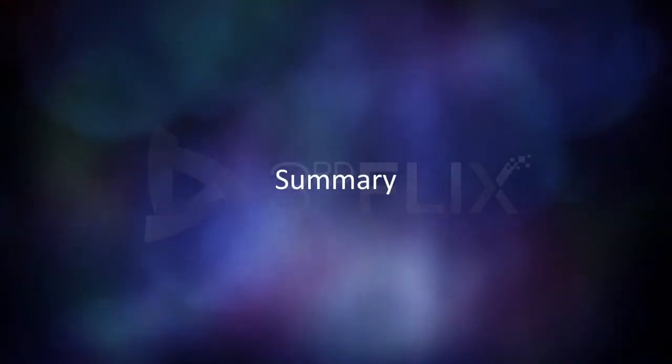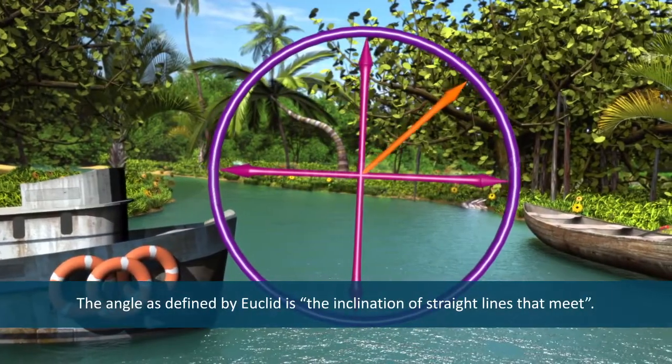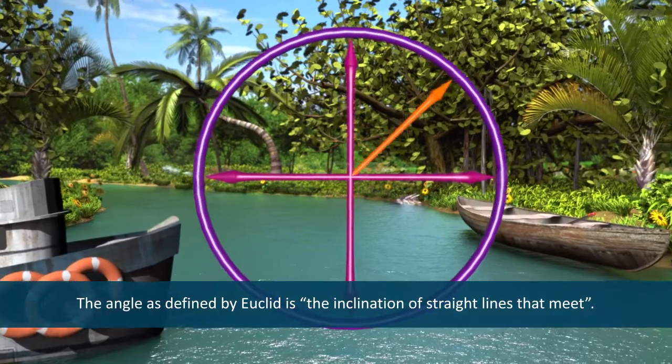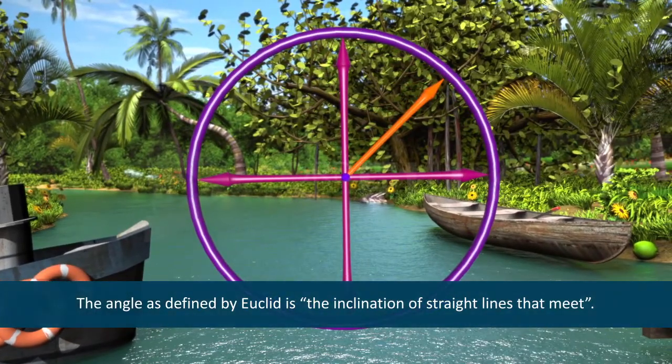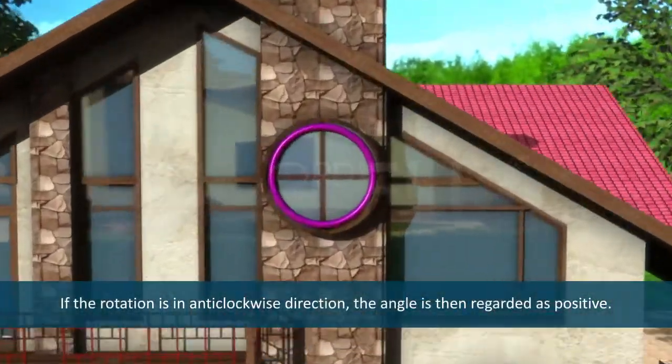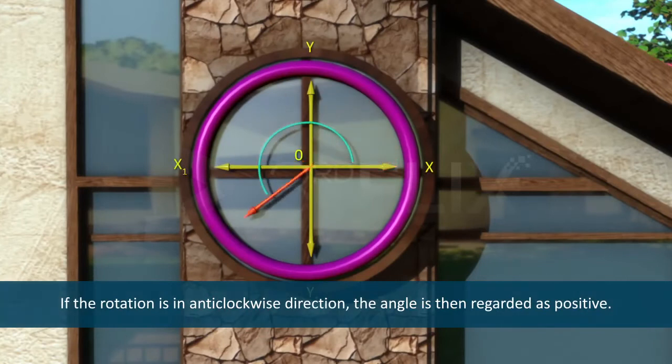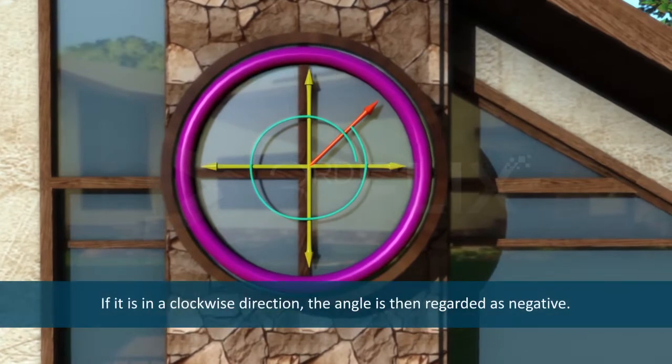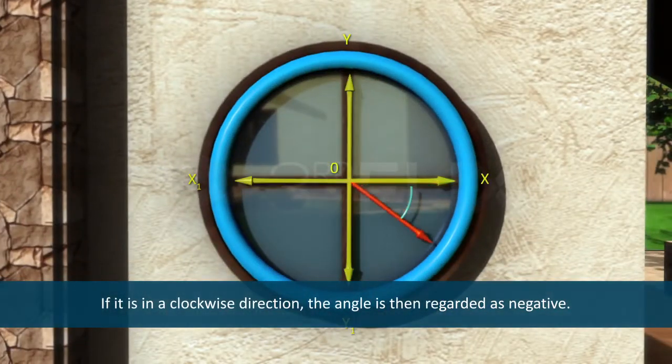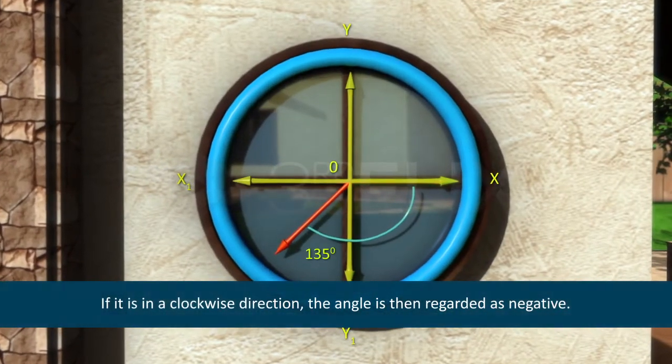Summary. The angle is defined by Euclid as the inclination of straight lines that meet. If the rotation is in anti-clockwise direction, the angle is then regarded as positive. If it is in a clockwise direction, the angle is then regarded as negative.